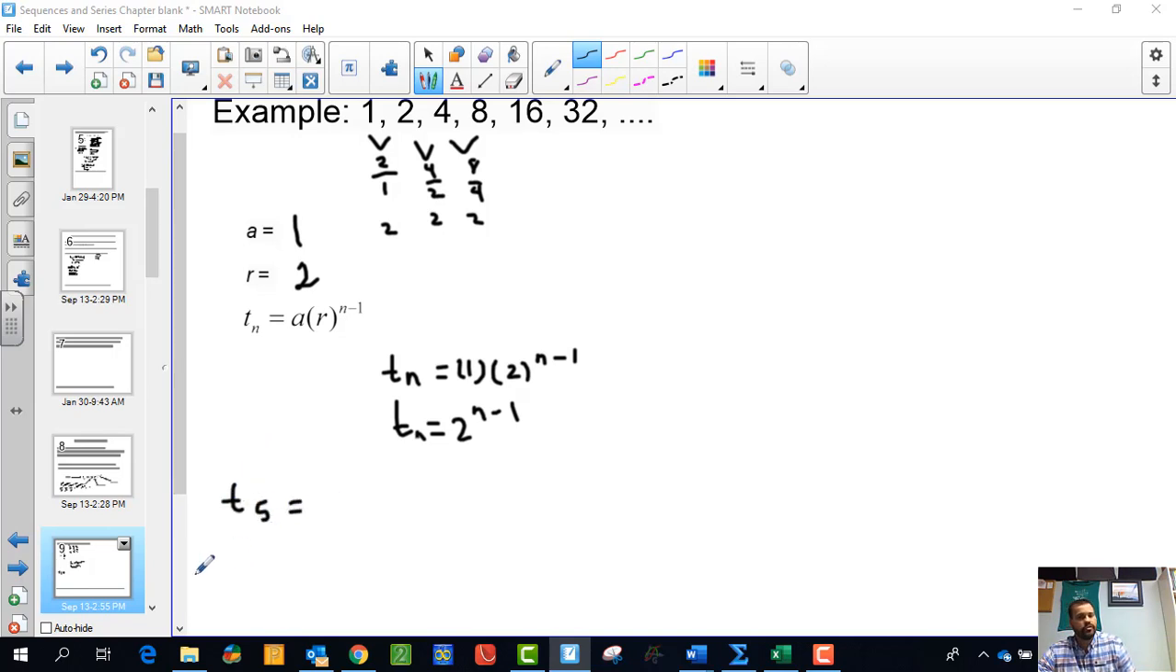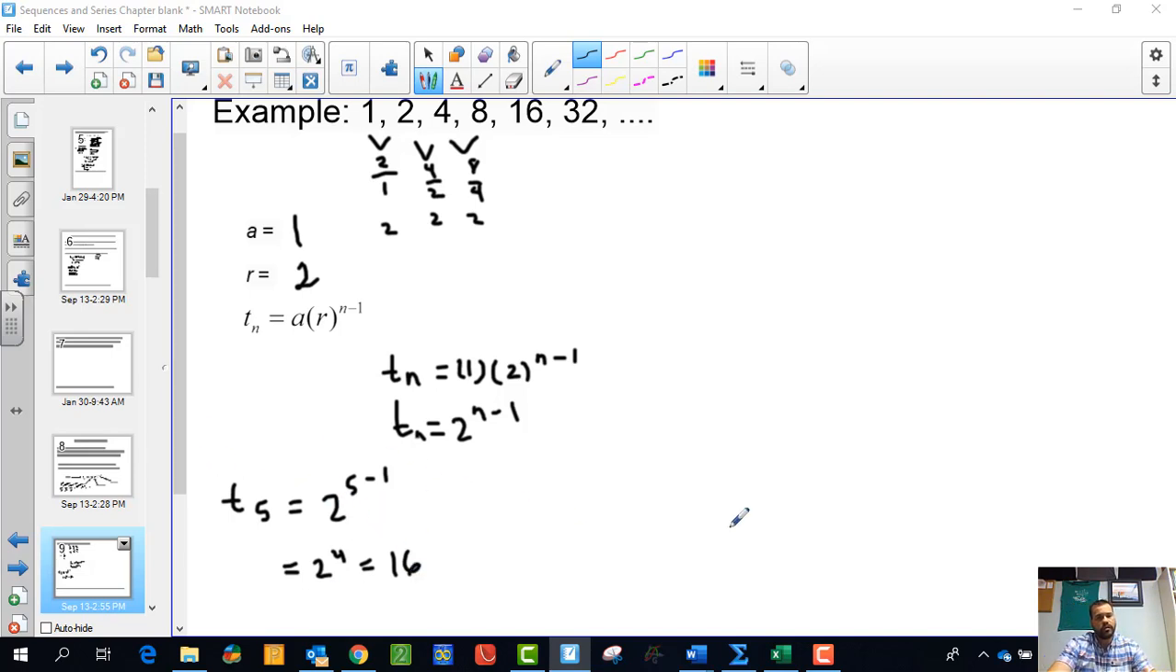Now, if it's the fifth term, you can just go 1, 2, 3, 4, 5. The fifth term is 16. But you can also go 2 to the 5 minus 1, and that gives you 2 to the 4, which is 16. So you can use Tn the same way as before.